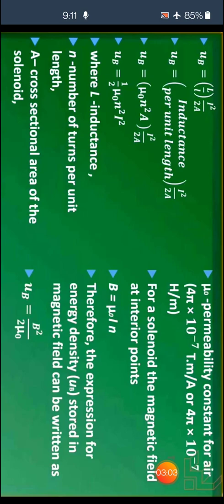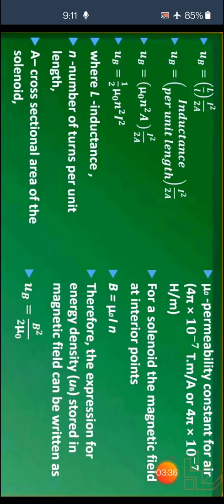Where L is the inductance, small n is the number of turns per unit length, and A is the cross sectional area. For a solenoid, mu 0 is the permeability constant for air. Its particular value is 4 pi into 10 raised to minus 7 Tesla meter per ampere, or 4 pi into 10 raised to minus 7 Henry per meter.